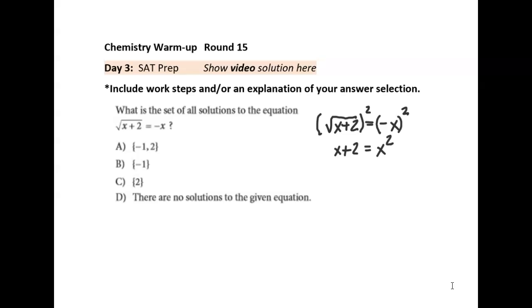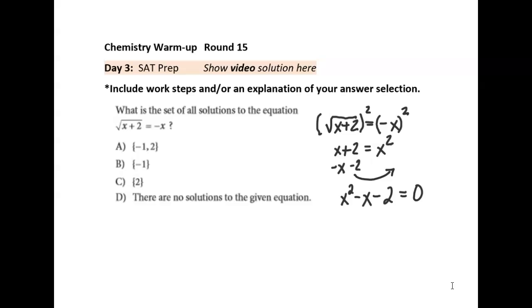This is a quadratic equation. Quadratic equations can often be solved by putting them in standard form, getting it to be equal to 0. I can subtract the x and subtract the 2 to cause them to move to the other side with the x squared, and that'll make a 0 on one side of the equals. The result will be x squared minus x minus 2 is equal to 0.